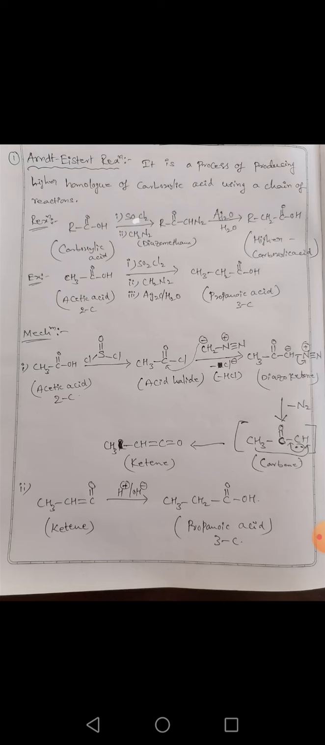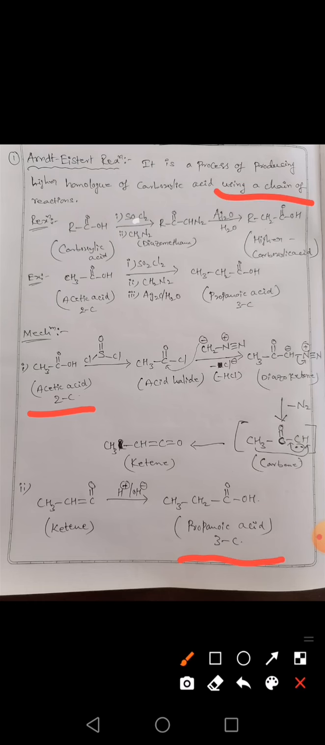See here, the reactant acetic acid has 2 carbons. The product propanoic acid has 3 carbons. So here, using a chain of reactions, reacting with thionyl chloride, then with diazomethane, then with water. Okay, this is about the Arndt-Eistert reaction. Okay, thank you.